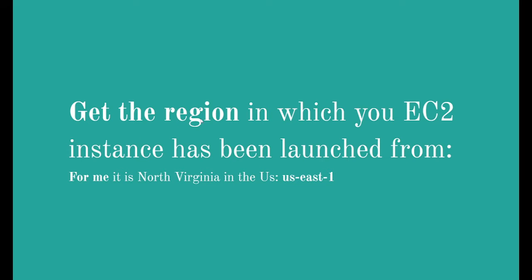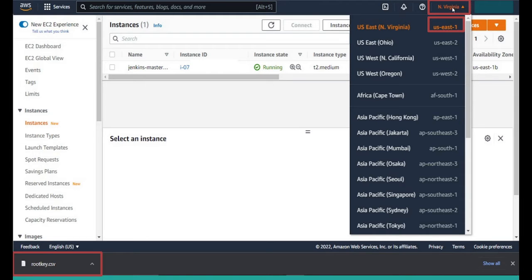So you get the region in which your EC2 instance has been launched. For me it was North Virginia, so us-east-1, but I'm just going to show you how to find it. You click on the top here, you see where your region is written, and you get the right part. For me, US East Virginia, but there's a left and a right column, and you take the part in the right column. That will be the one that you need for your AWS CLI configuration.